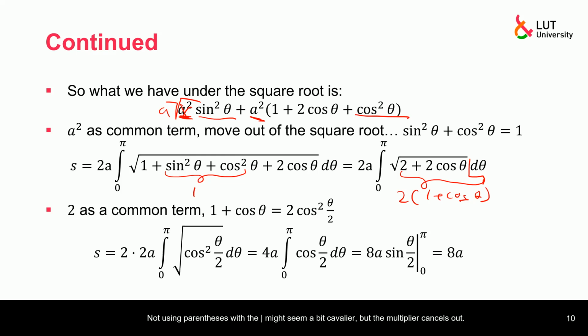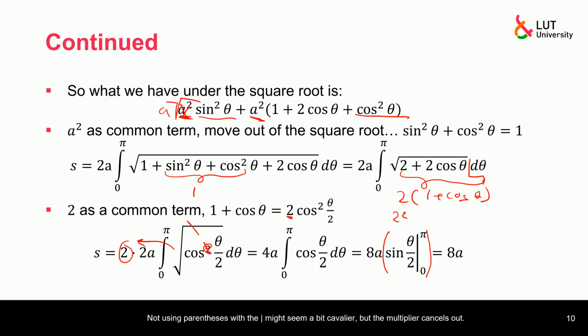And we get here another 2. We have 2 times 2, so that's 2 squared. So we can take one more 2 out of the square root. And again, in front of the integral sign, it's just a constant multiplier. Now we have cosine squared and a square root, so those cancel each other. So what we get is 4a times the integral of cosine theta over 2 d theta. Integration limits are still the same, and then we get this. Technically, you could put some parentheses here, but it doesn't matter because the constant multiplier is just a constant multiplier.